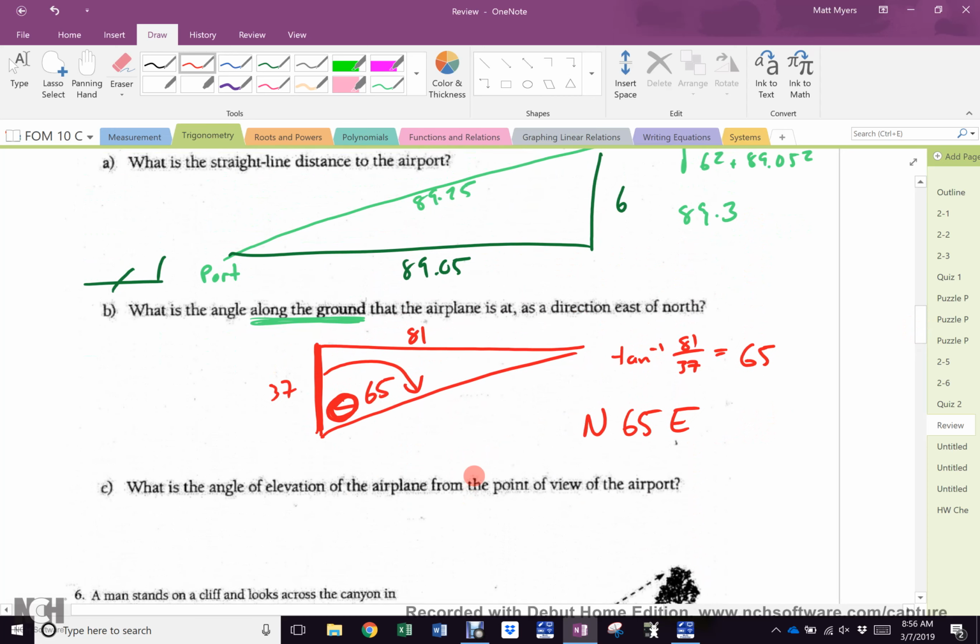Angle of elevation, that's this triangle, because it's the one going up, 89.05 and 6. You need that right there, and it is 4 degrees, because you did shift tan of 6 over 89.05, or 89.1 if you round it up.